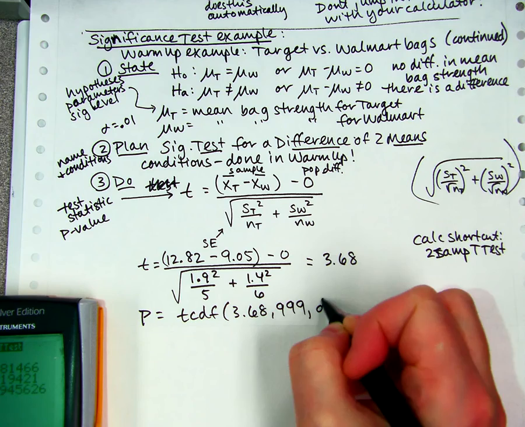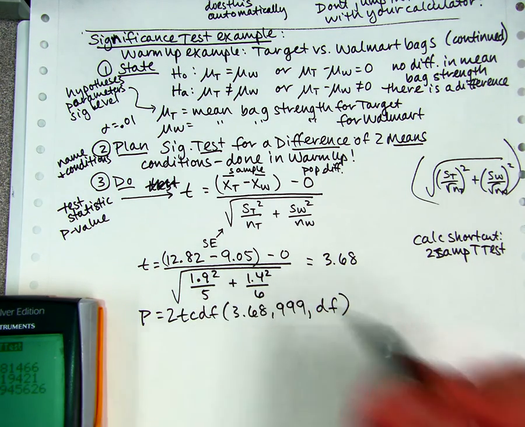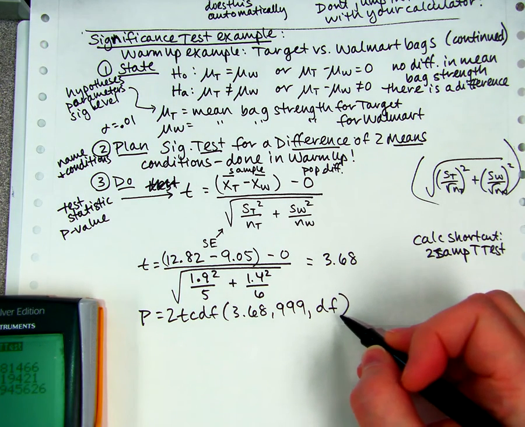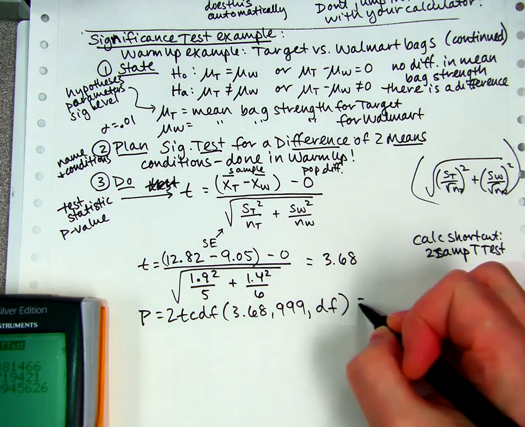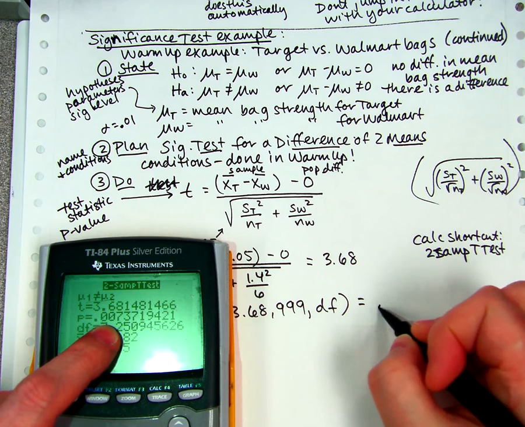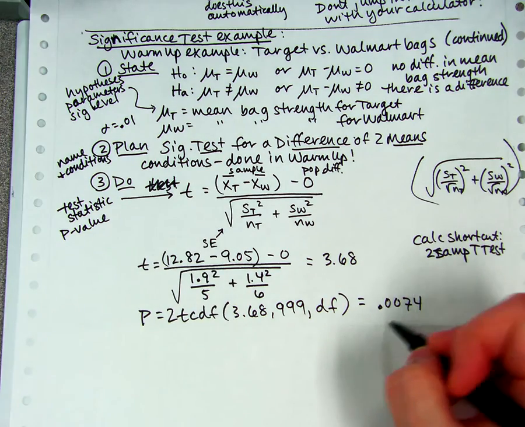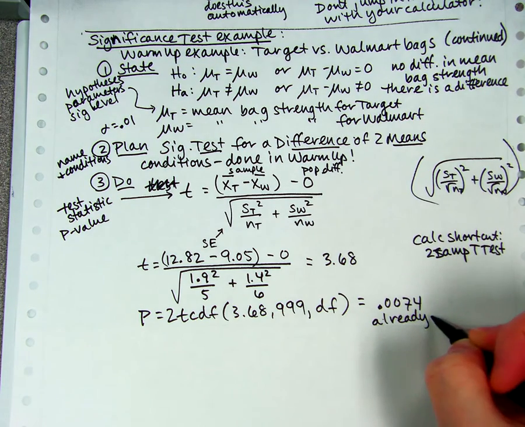And the DF is that weird thing that the calculator does this long way, and then I'd have to double it. So if I did all of that, the problem is that finding DF is a pain. So yeah, I just prefer to make the calculator do it. The calculator tells me that my P is 0.0074, and it already doubled it for me.